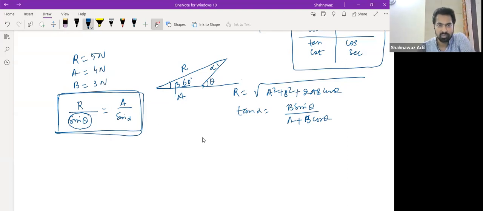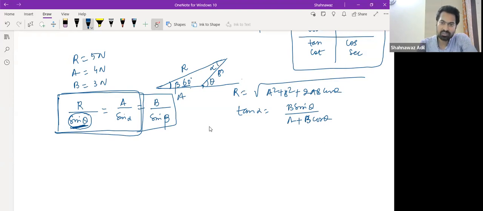Okay. So we need to find this theta. What is the angle between the A vector and the B vector? Is that clear, guys? Yes, sir. A little bit confused.